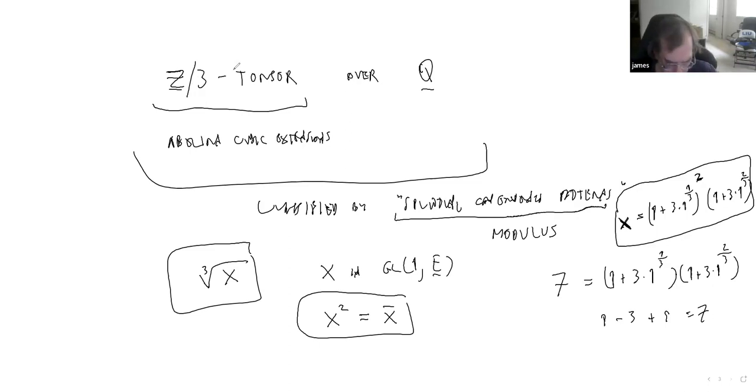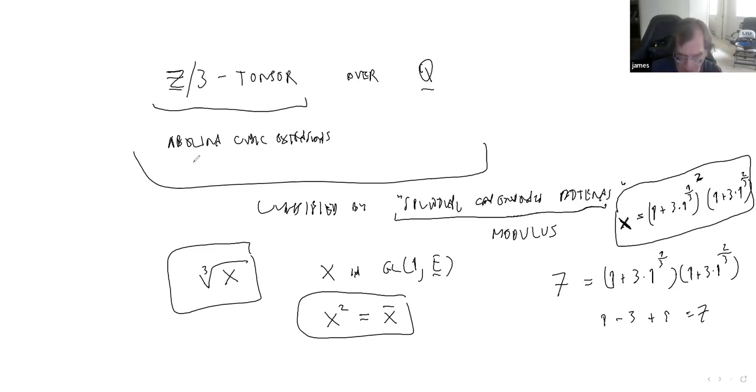But so I want to think about what we're doing here, but with a sort of reversal of focus. Let me try to say what I mean by the reversal of focus here. The way I set the problem originally, we had this classification problem to classify the Z mod 3 torsors over the rationals, for example.